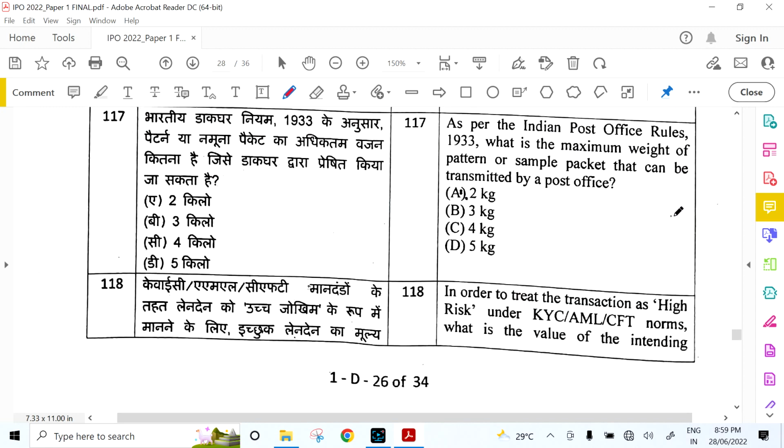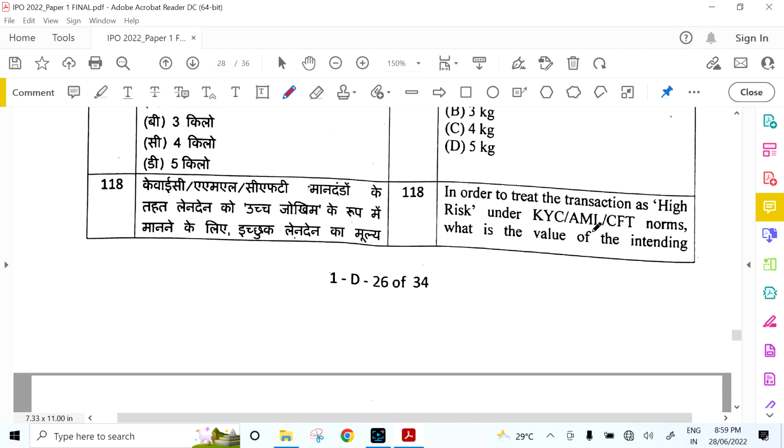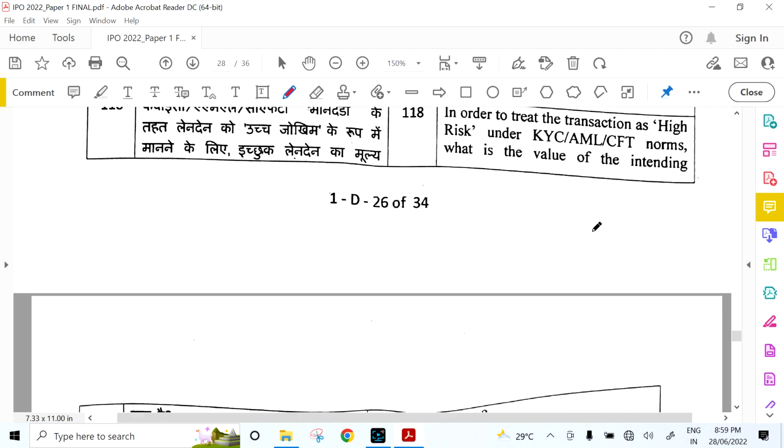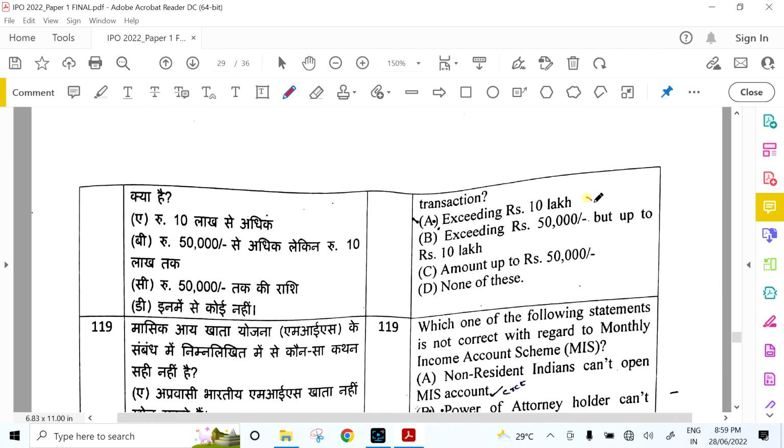402.12. As per India Post Office Rules 1933, what is the maximum weight of a pattern or sample packet that can be transmitted by post? It is 2 kg. In order to treat transaction as high risk under KYC, AML, CFT norms, what is the value of intending transaction? It is exceeding 10 lakhs.